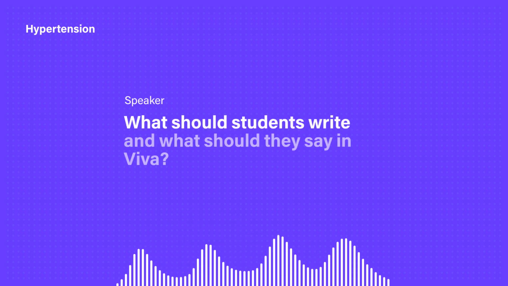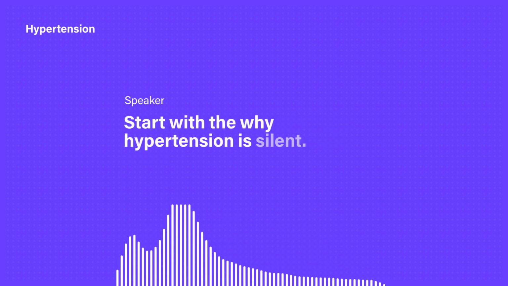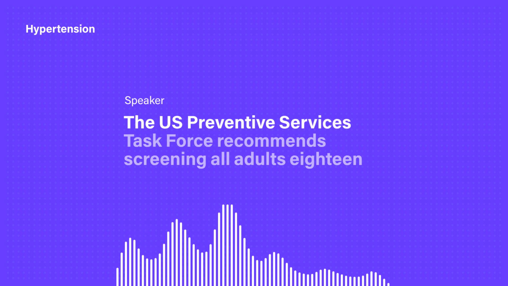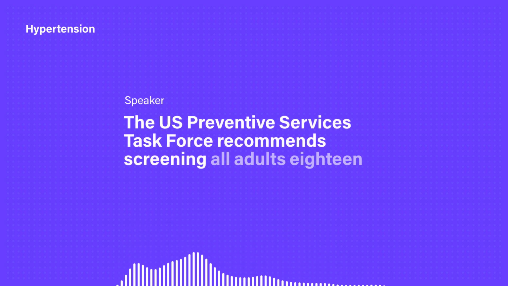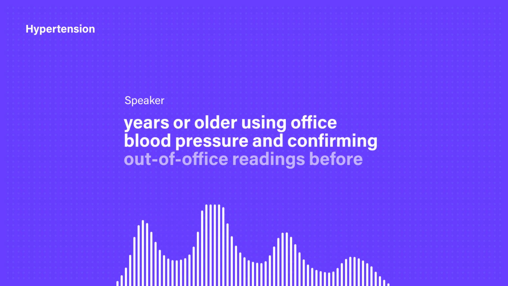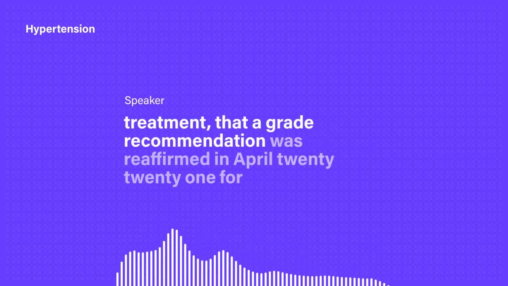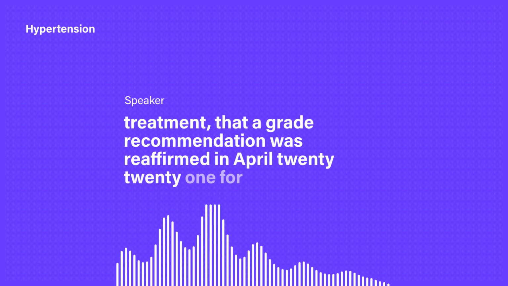What should students write and what should they say in Viva? Start with the why. Hypertension is silent. The US Preventive Services Task Force recommends screening all adults 18 years or older using office blood pressure and confirming out-of-office readings before treatment. That A-grade recommendation was reaffirmed in April 2021.